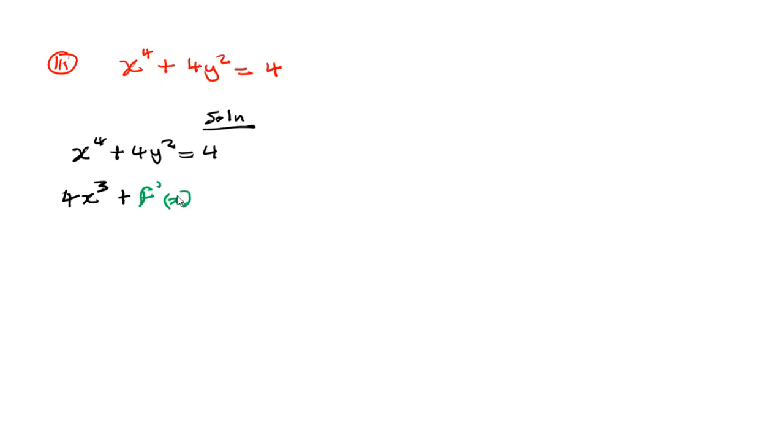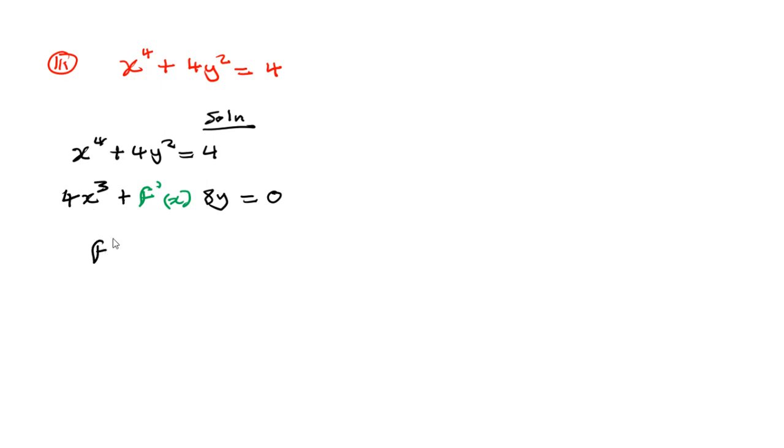So f prime of x is just symbolizing dy/dx. Then this, using the power rule, will be 8y. So there you have 8y is equal to, you know, the derivative of any constant number is simply 0. So with that being done, this can go to the other side.